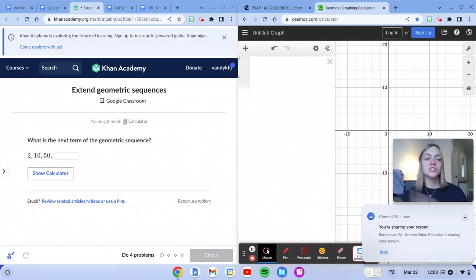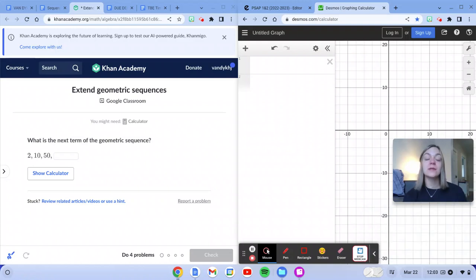Now, when we're looking at geometric sequences, we know we're going to be multiplying or dividing by the same number. And note that multiplying by a fraction is the same as dividing. So multiplying by 1/2 is the same as dividing by 2. Okay, so we are looking at a sequence. It says, what is the next term of the geometric sequence, multiplying or dividing by the same number?